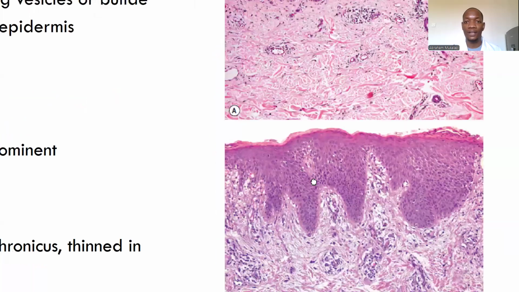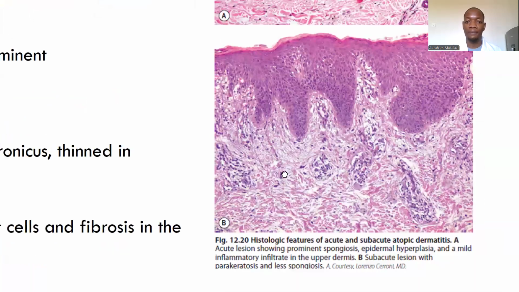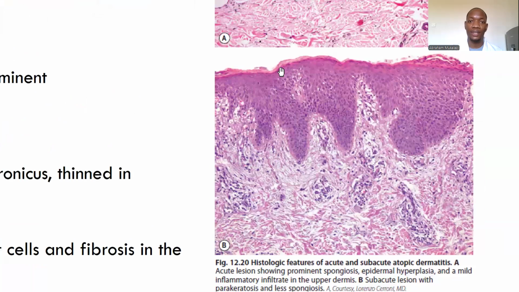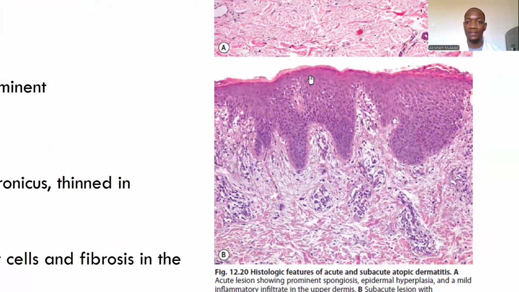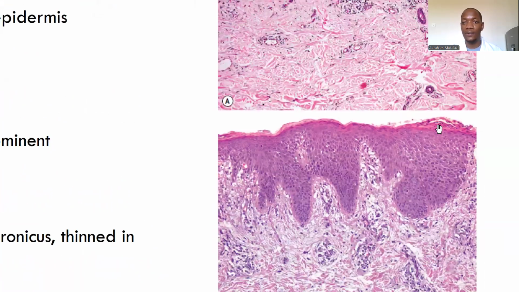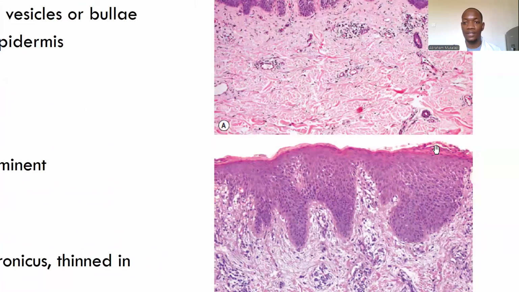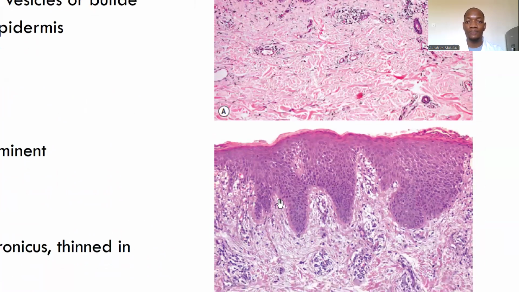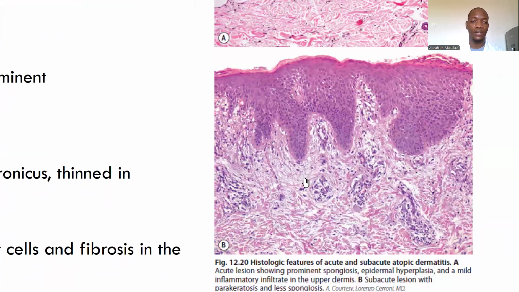Then if it is subacute, you see a little bit of thickening. Acanthosis has started to set in with minimal spongiosis here, and then you see parakeratosis coming in. You have a lot of overturning of cells. So that's how the histology will look.